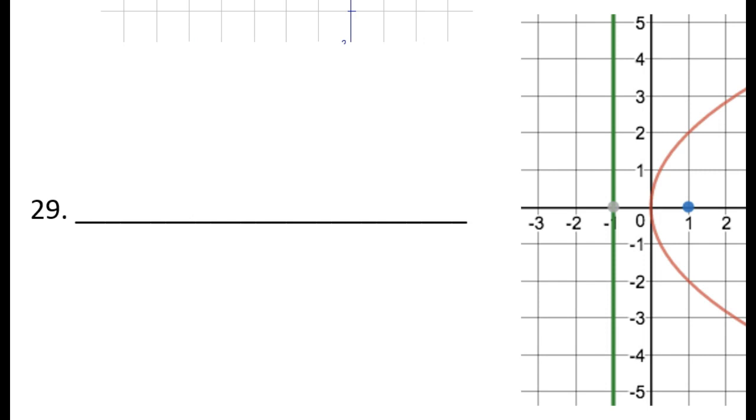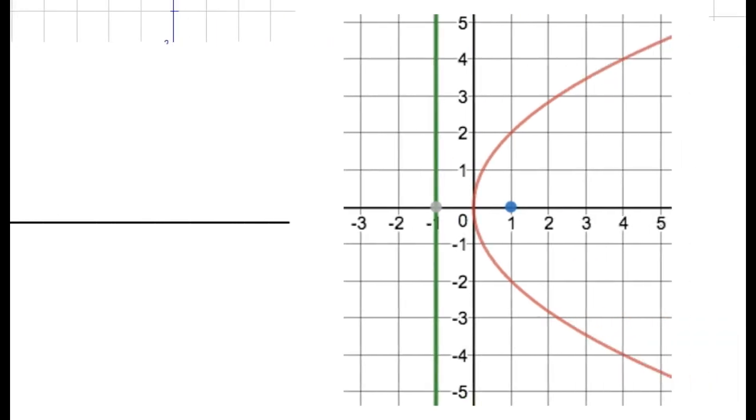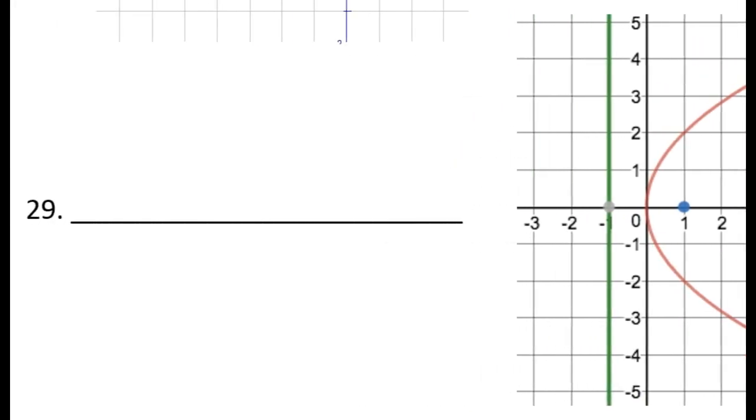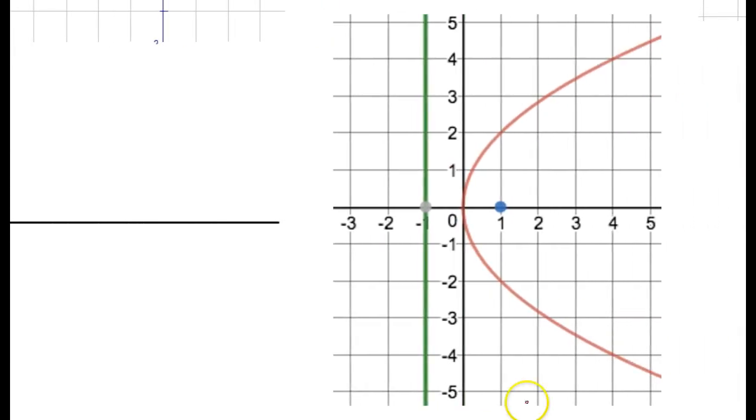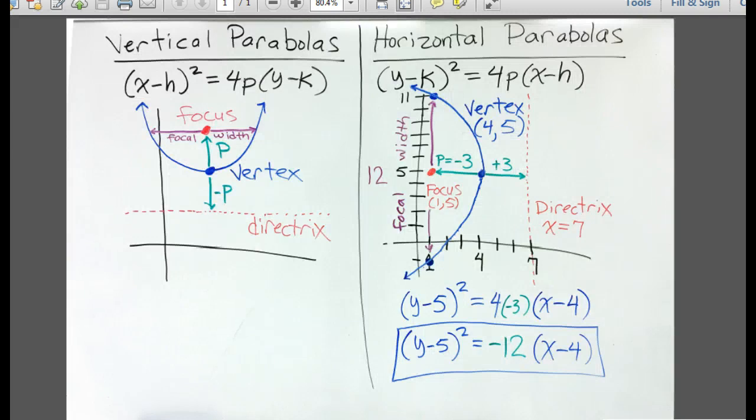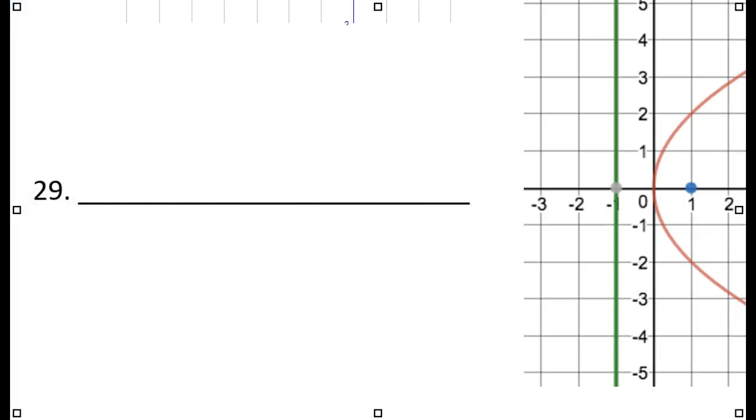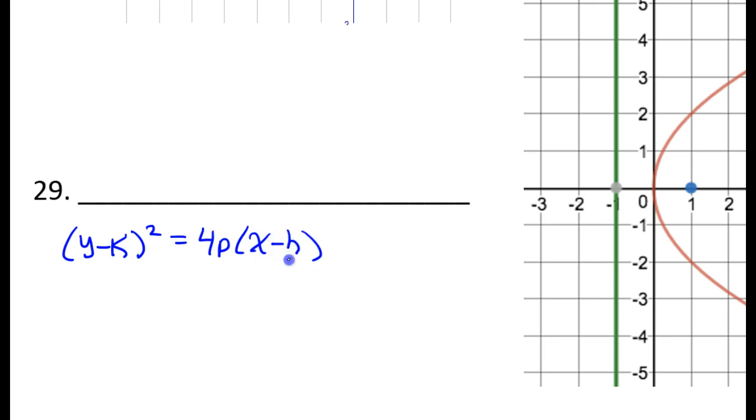All right, let's do one more. Number 29 is one more parabola. Now this parabola is facing to the right. It's horizontal. So that tells us that we are using this version of the standard form equation, the version that has the y part squared. So the model is y minus k squared is equal to 4p times x minus h.